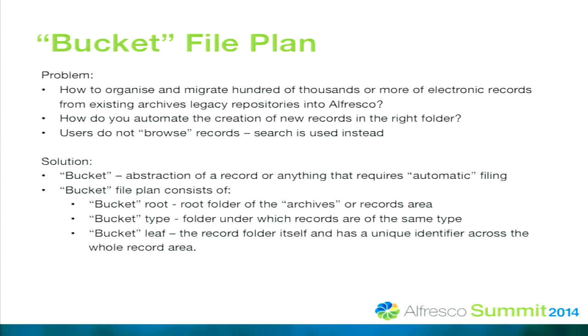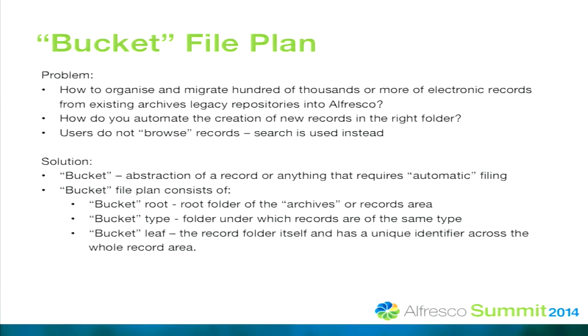And under that particular bucket root, you have a bucket type. So again, going back to the records, that would be your record type. So things that sit under the same bucket type would have the same record type, and they would typically share the same disposition schedule or something like that. And finally, at the very end, somewhere along in this parent-child hierarchy, you end up with the actual record itself. And the key thing with our bucket leaf is that it needs to have a unique identifier that is unique within that whole record area so that you can find it.